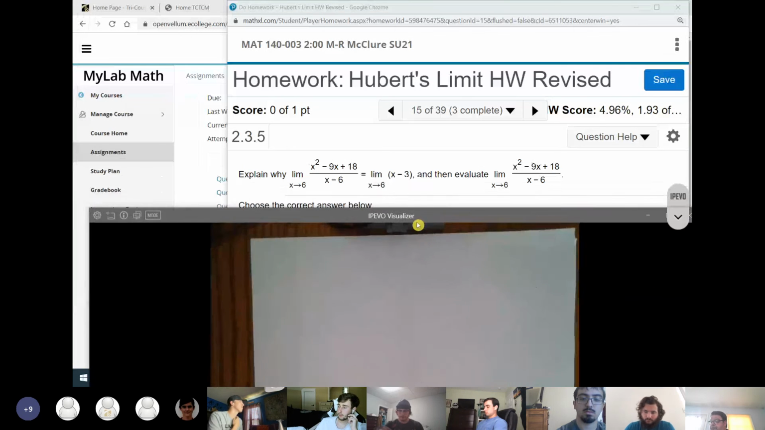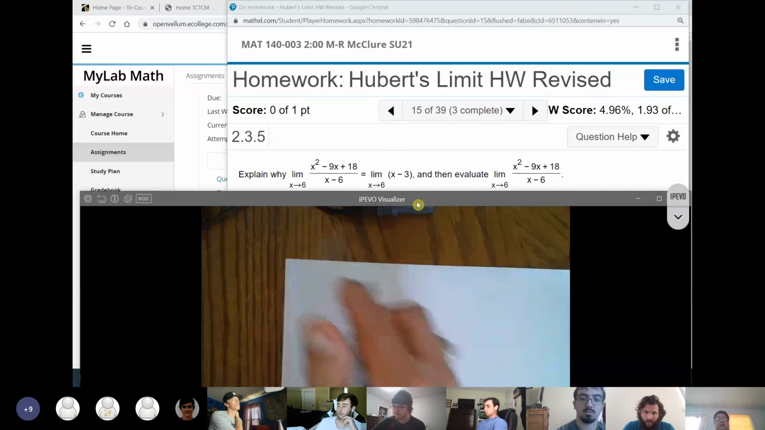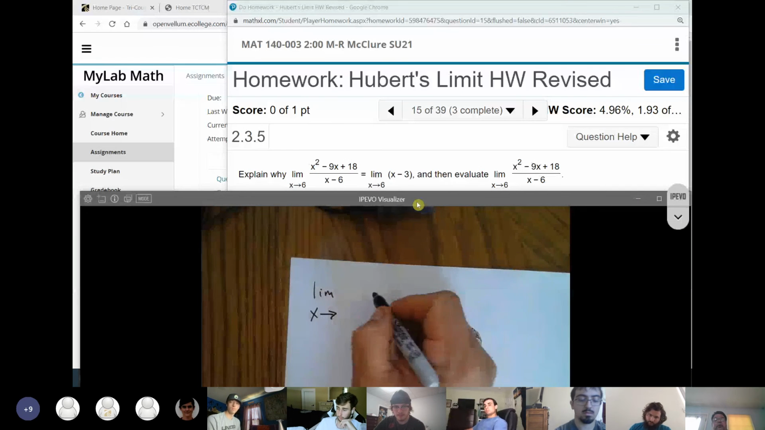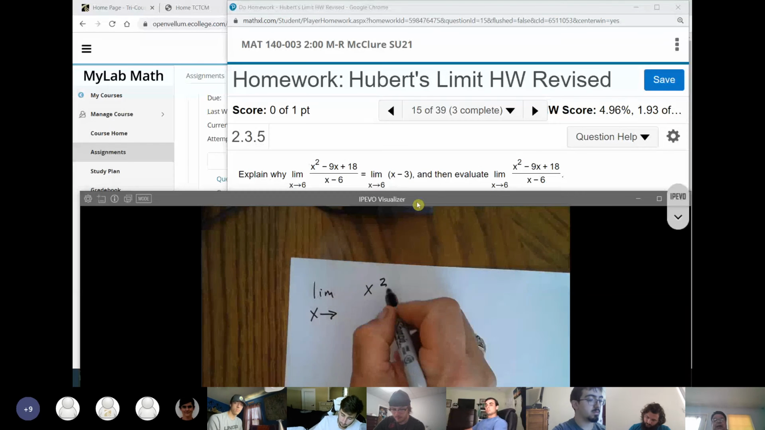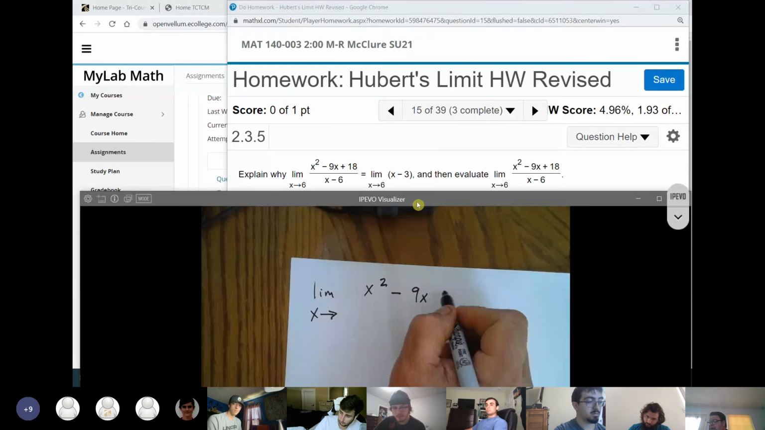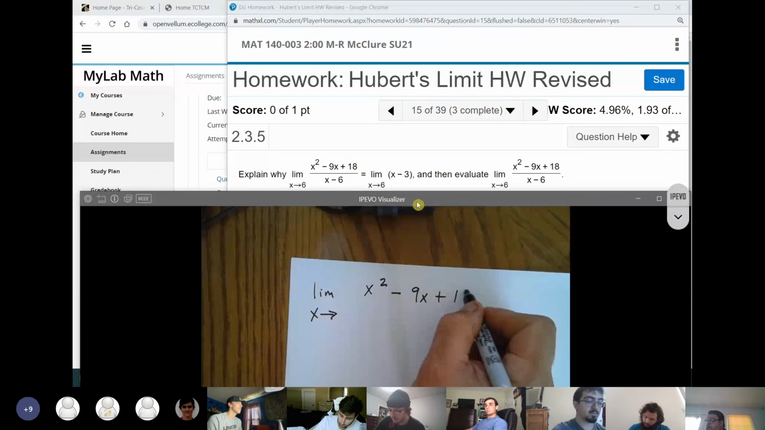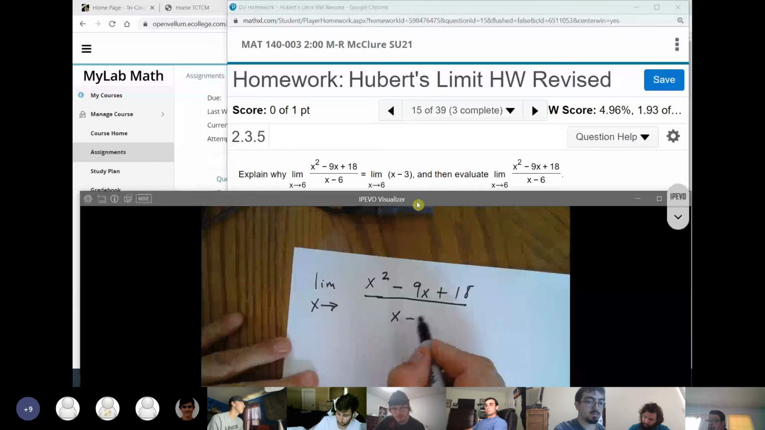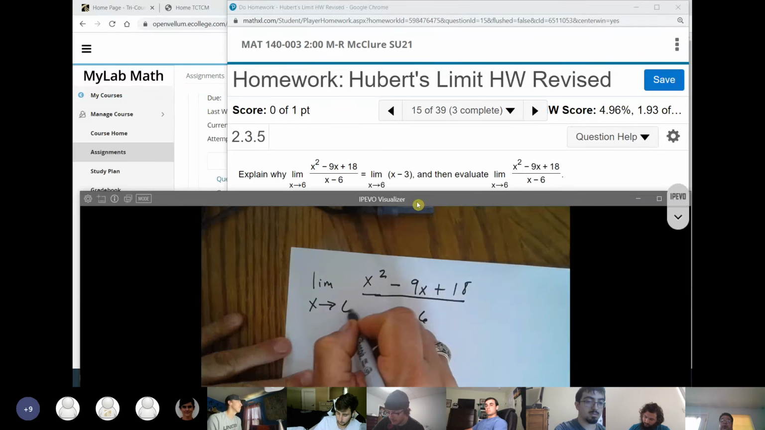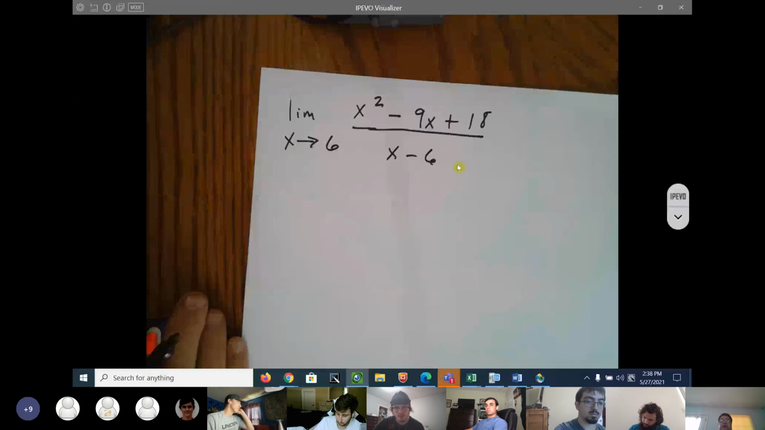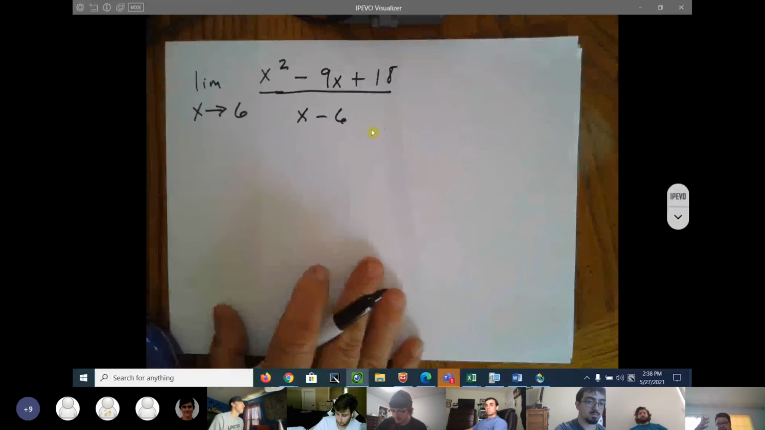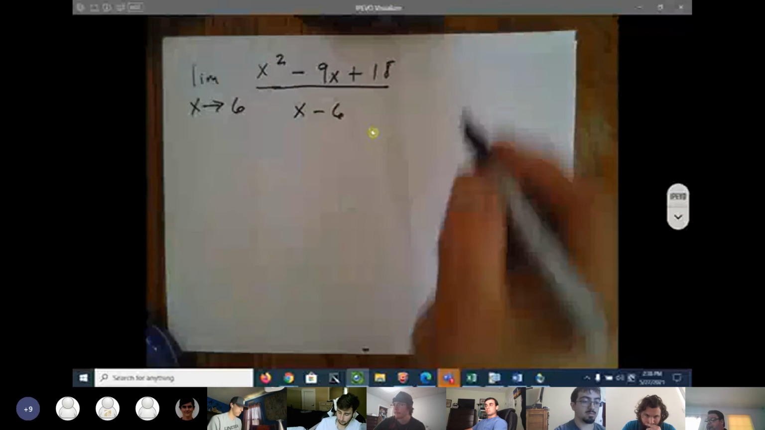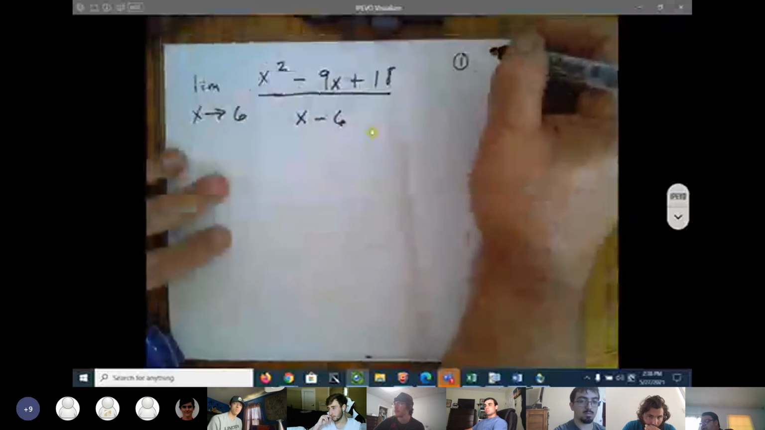Limit as x approaches 6 of x squared minus 9x plus 18 over x minus 6. And then I'm just going to do the problem, and I'm going to answer their question with what I pick up with doing this problem. Okay, now remember, there's 3 types of problems. 1 is plug and chug.